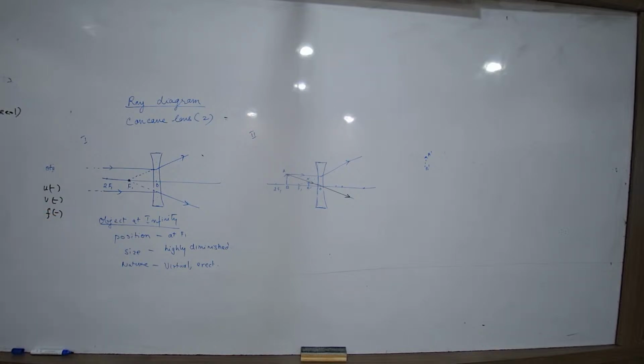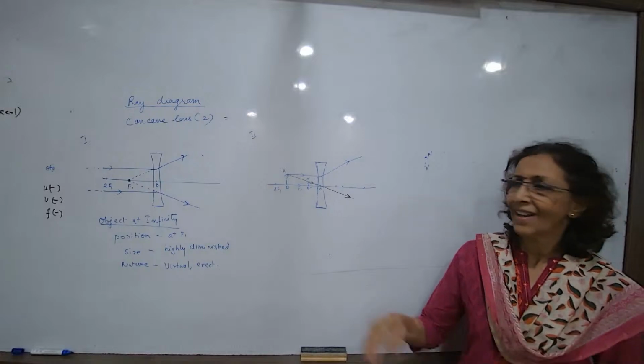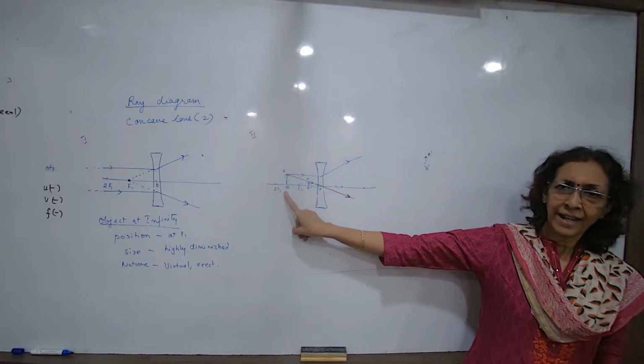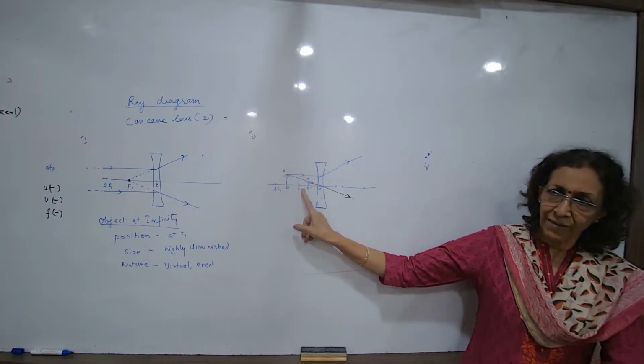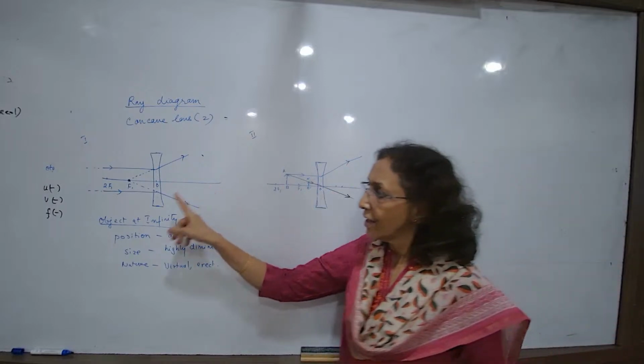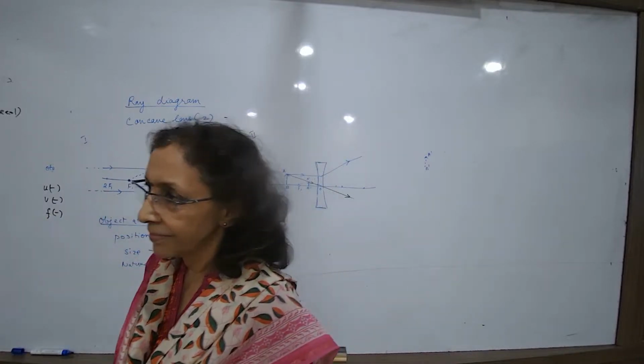First position. Along with the diagram, you write down on this. What is U? Object distance. V, image distance. F, focal length. Let's look at the next diagram. Yes, very good. Object distance, negative. Image distance, also negative. So for concave lens, all will be negative. Do you understand?